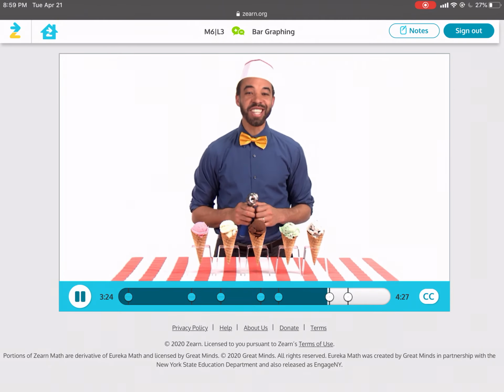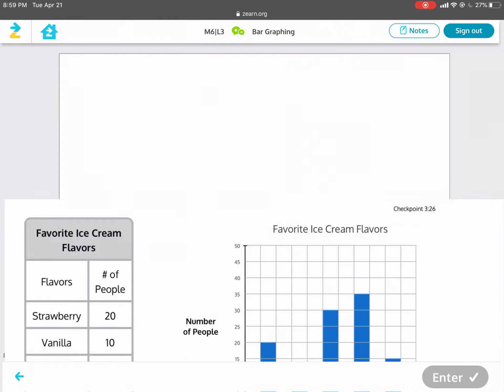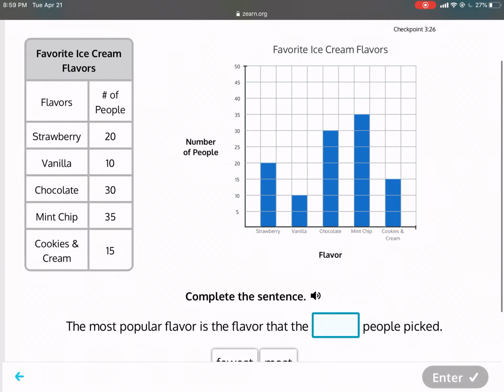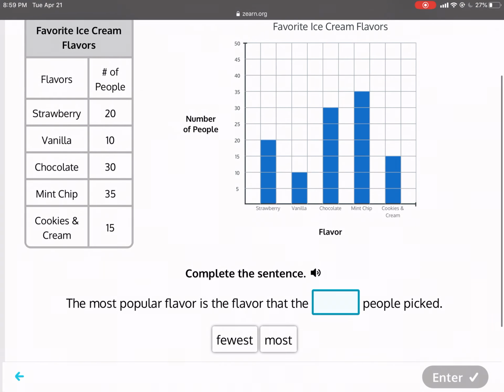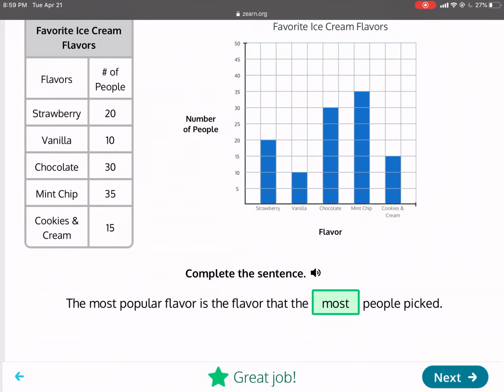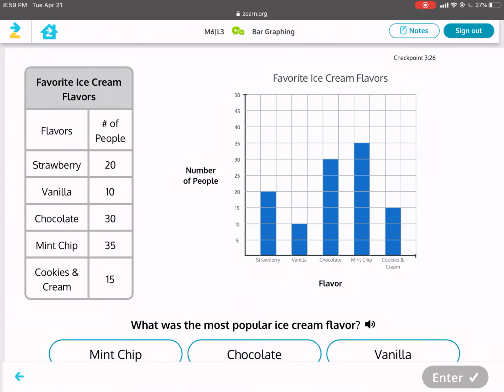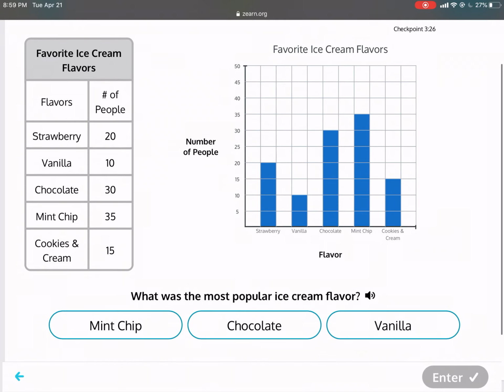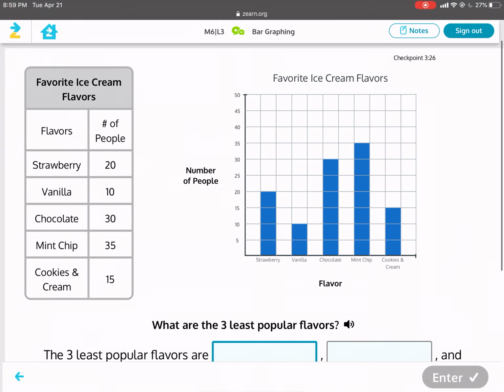Now, let's analyze our data. The most popular flavor is the flavor that blank people picked. Most popular would be what most people picked. What was the most popular ice cream flavor? Well, by looking at my graph, I can see that mint chip had the tallest bar, so that is the most popular ice cream flavor.